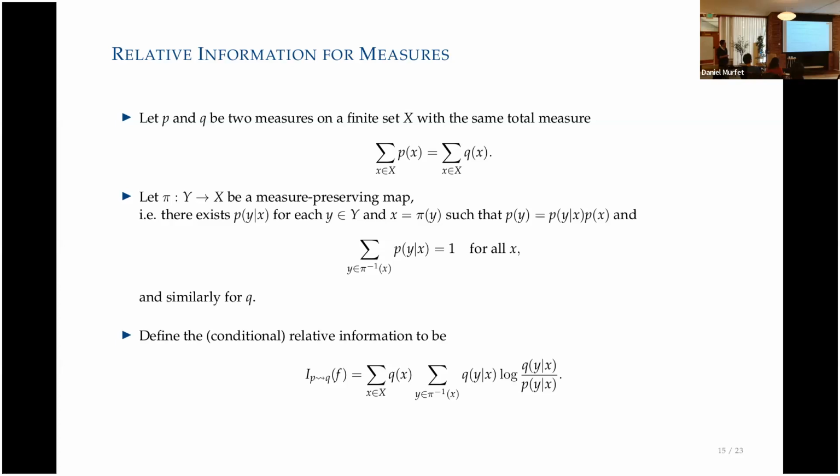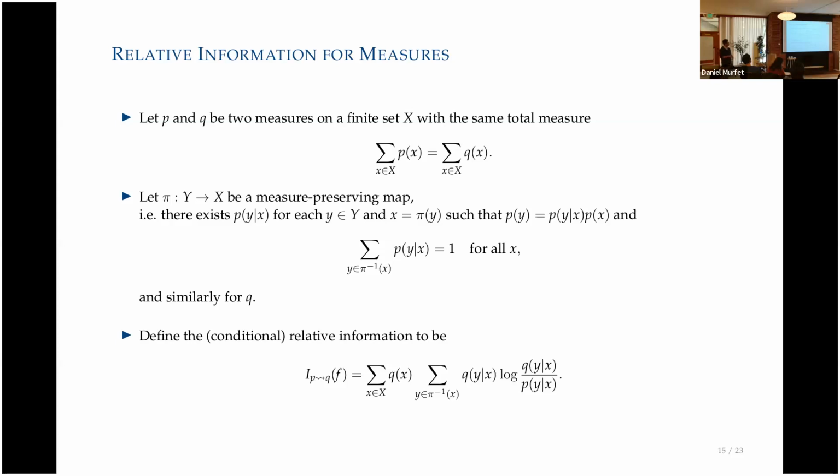Okay, it means that I can actually define some kind of conditional, so that the measure at Y is given by this conditional times the measure at X, and these conditionals sum to 1. That's my definition of measure preserving. But maybe in your head you're thinking of a more obvious one, which is that the measure of each point in X is the same as the measure of the pre-image. That's also another way to think about it.